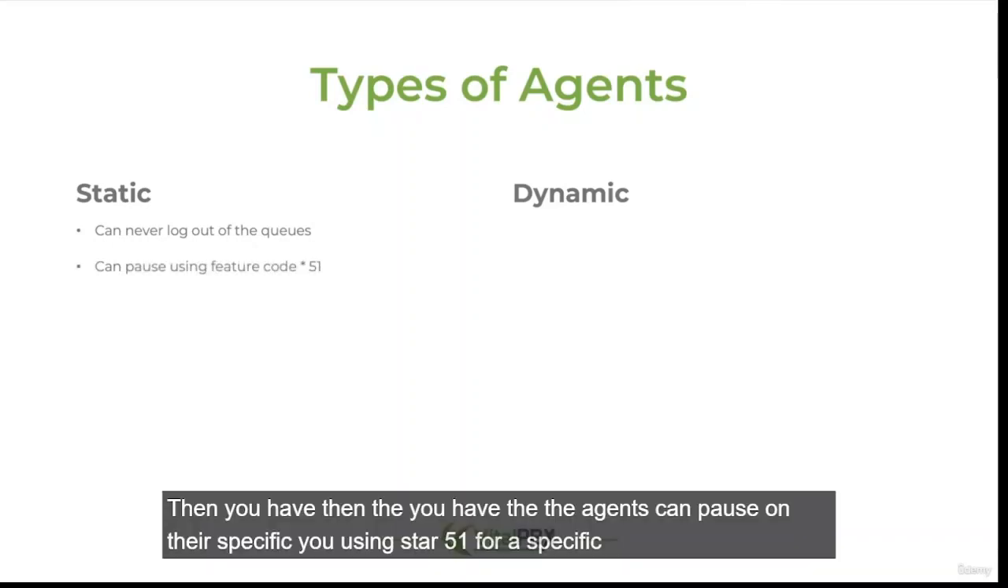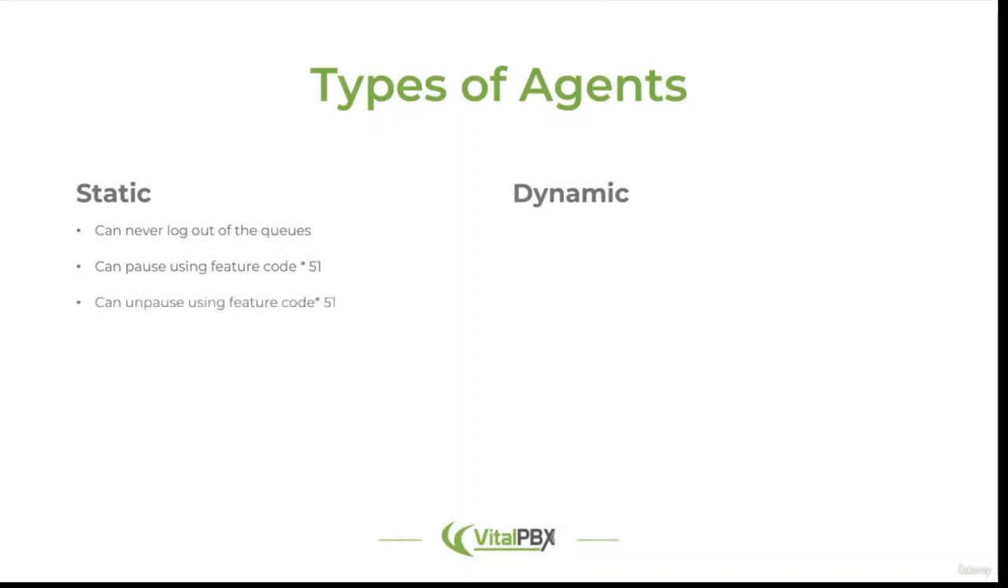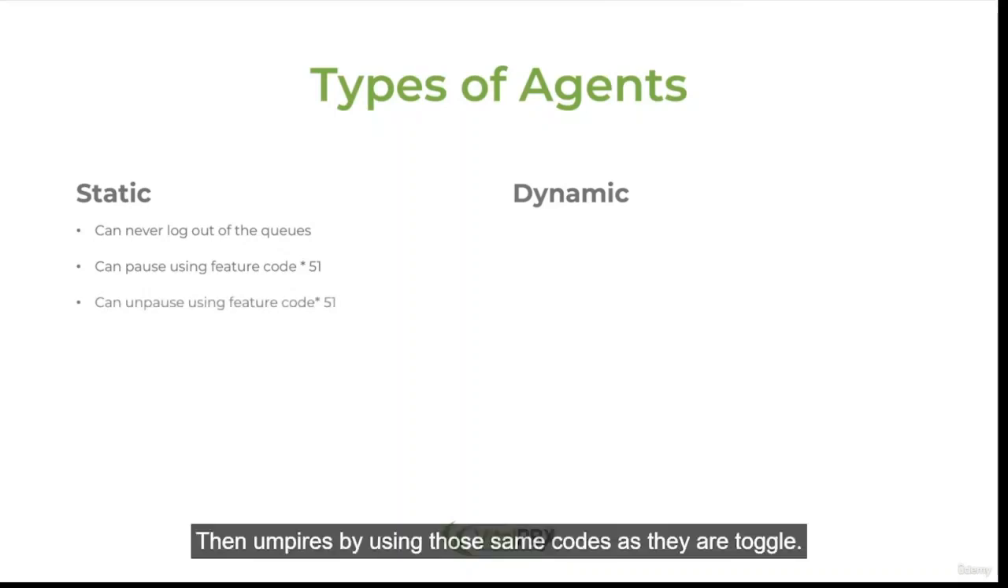Then the agent can pause on their specific queue using star 51 for a specific queue, or also star 53 for multiple queues. Then unpause by using those same codes as they are toggled.